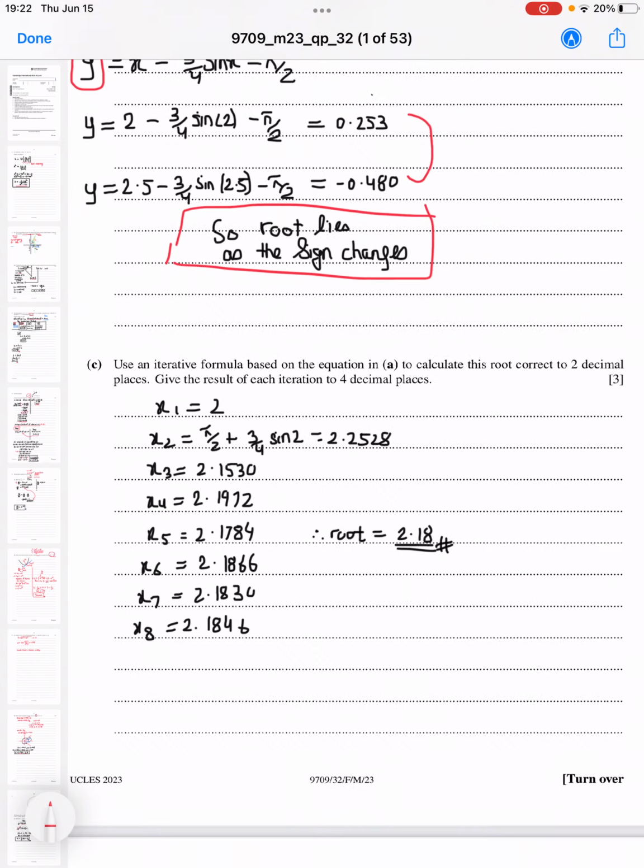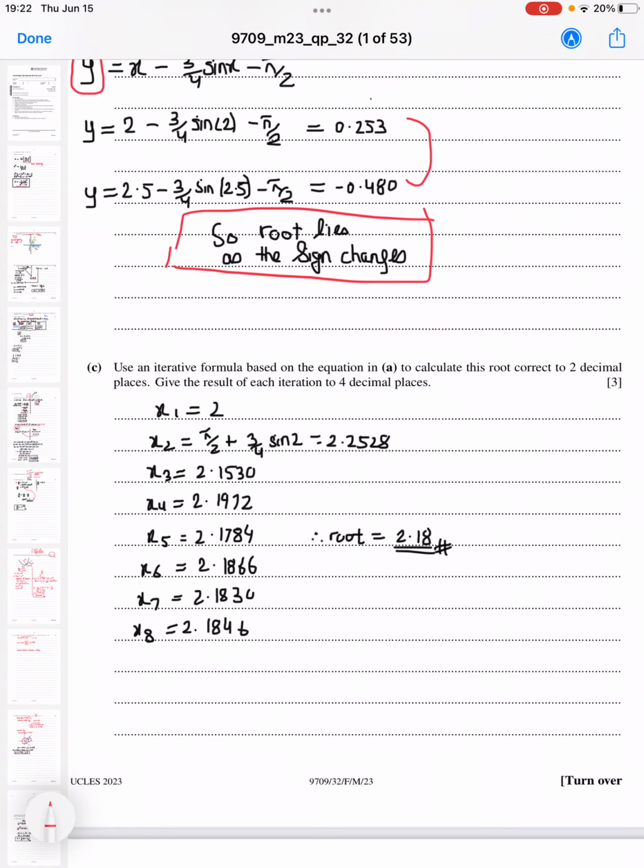So part C says to use an iterative formula based on the equation to calculate this root, correct to 2 decimal places, and use each iteration to 4 decimal places. We have taken each iteration to 4 decimal places and then seen that up to 2 decimal places, 2.18 is the appropriate answer.